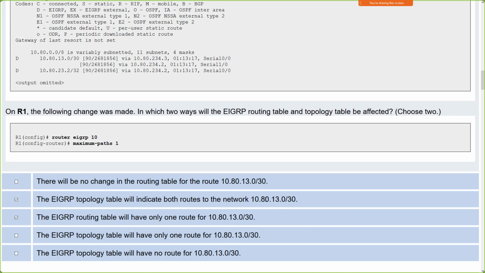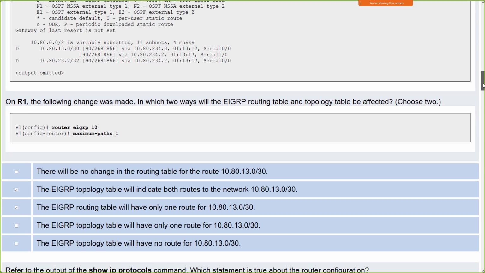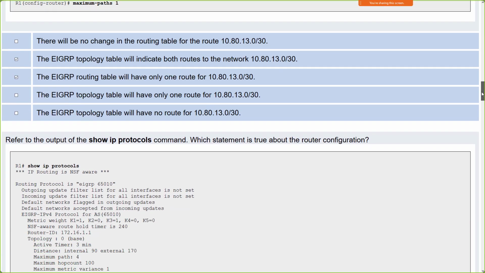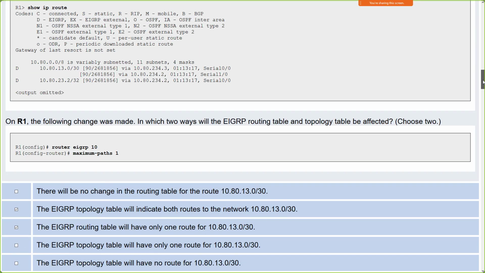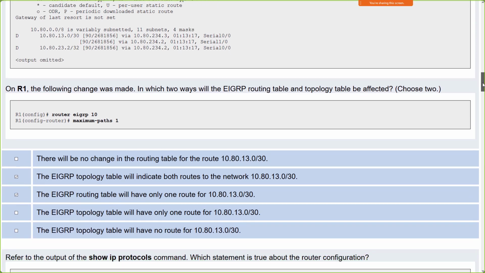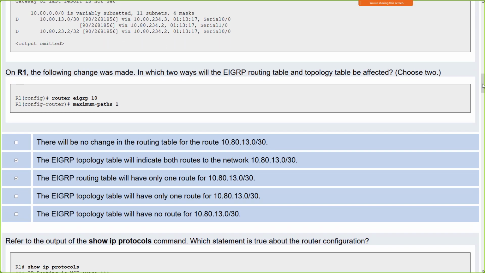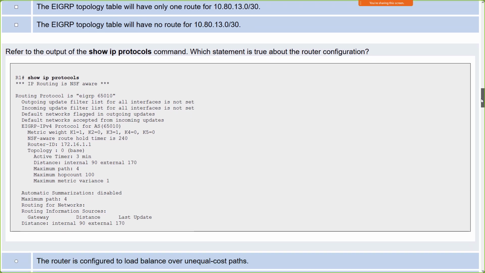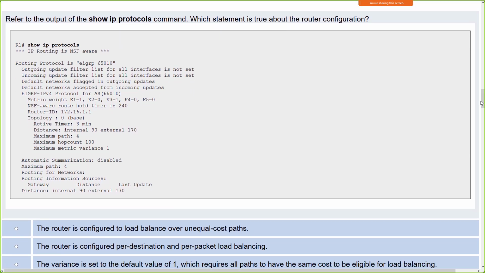Yeah, there's really no kind of misinterpretation here. Just because we're doing maximum paths does not mean it doesn't go into the topology table. Maximum paths only affects what goes into the routing table. Now, as far as which route will be used, that's a little bit more complicated because there are some kind of internal processes that are used to determine which of those two routes will be chosen. I'm not completely versed on what that process is, but it's not just arbitrary. It will pick one of those routes for a particular reason.